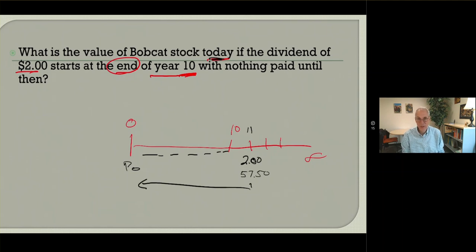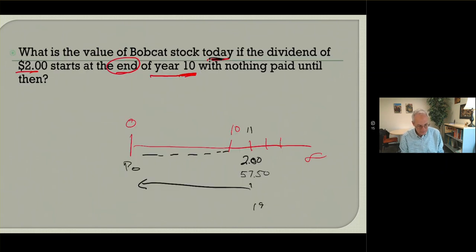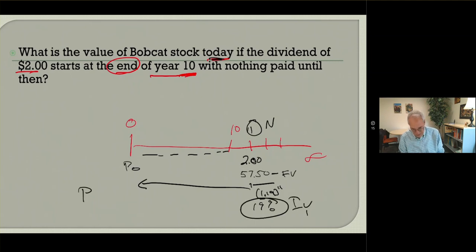What would I be willing to pay for it? And that's assuming I want to make a 19% rate of return. So that means I'm going to bring this back at 19%. So we can either divide this by 1.19 to the 11th, since it's 11 years, that's the formula way, or we can plug it into our time value money calculator. This would be future value, this would be N, 19 would be I/Y, calculate present value, and you should get, I believe, $8.48. Okay?